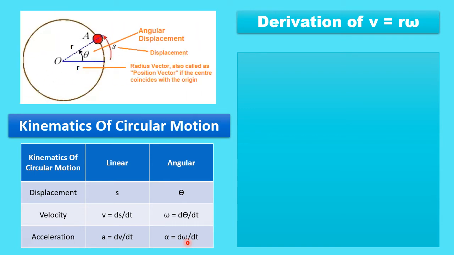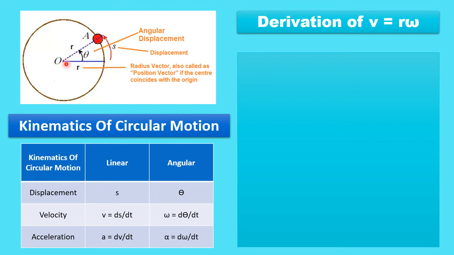Look at the diagram on your screen. We have an object which is performing a circular motion around a fixed axis. This is point O, the origin, and at a distance r. So when the object is moving from this point to point A, it is completing a displacement on a circular path, and the displacement is S. But at the same time, if you look at the center, this radius is tracing an angle theta. Theta is known as angular displacement.